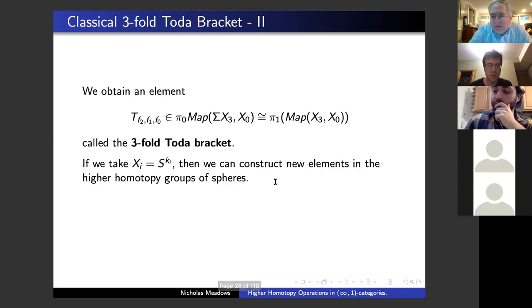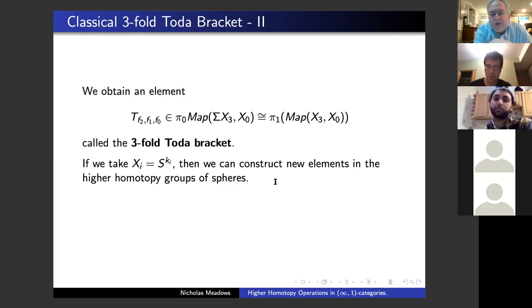Now, if X_i was equal to S^{k_i} for all i, then I would get a map from the suspension of a k-sphere to a k-sphere. And of course, the suspension of a k-sphere is a (k+1)-sphere. Because of this, I can use this procedure to construct new elements in the higher homotopy groups of spheres.